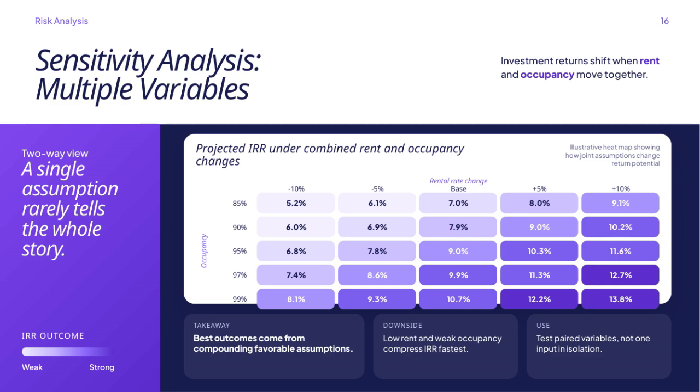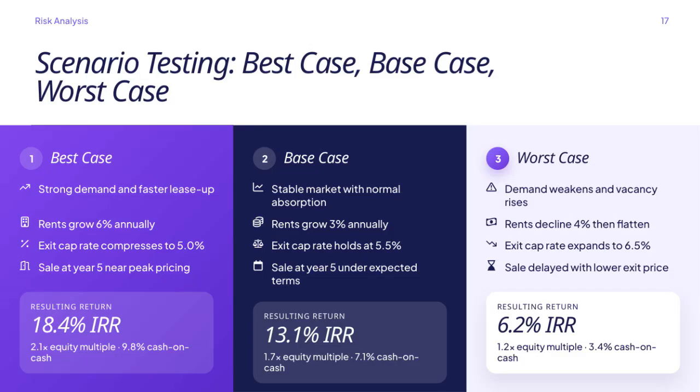Here we have a scenario testing divided into three cases: best case, base case, and worst case, each outlining different market conditions and their impact on returns. Starting with the best case, we anticipate strong demand and a faster lease-up period, which drives rents to grow by 6% annually. The exit cap rate compresses to 5%, leading to a sale around year 5 at near peak pricing. This scenario yields the highest return, with an internal rate of return, or IRR, of 18.4%.